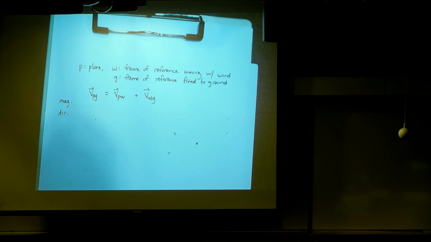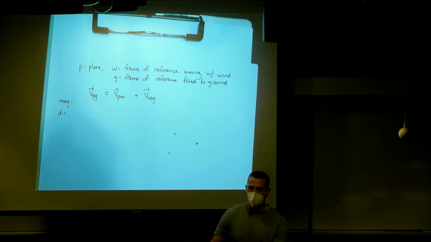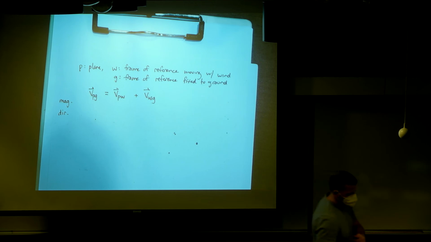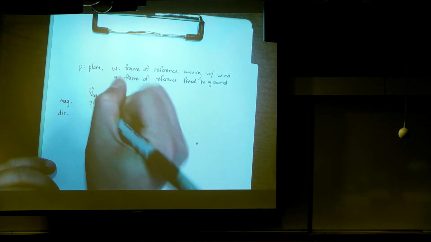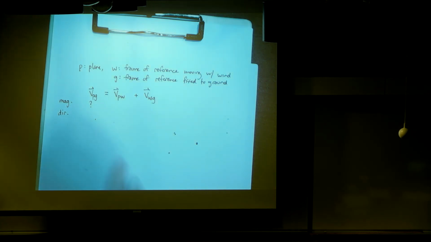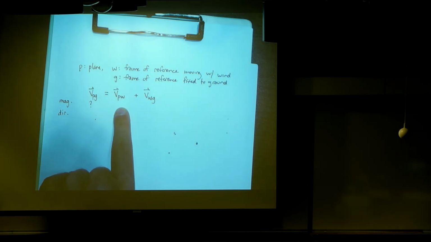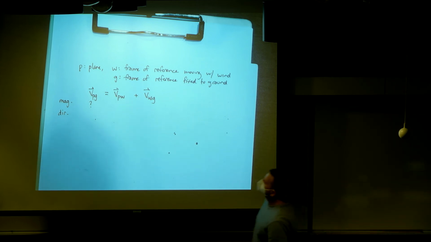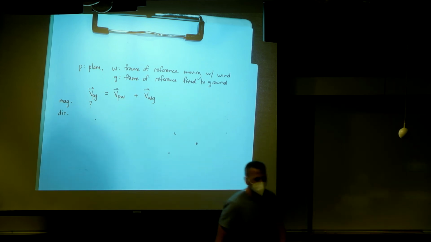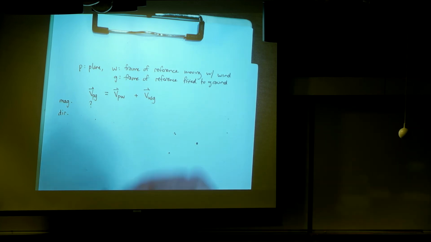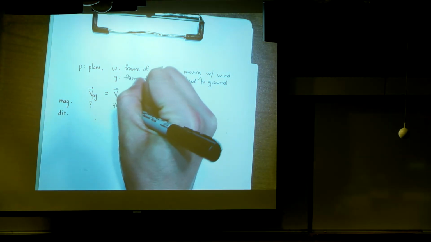Okay, the velocity of the plane relative to the ground. The magnitude of that would be the speed that we're moving relative to the ground. Do we know that? But be careful, we don't know that, because 400 miles per hour is actually this one. It's the magnitude of VPW. It's how fast we're moving relative to the wind, okay? So that's the 400 miles per hour right here.